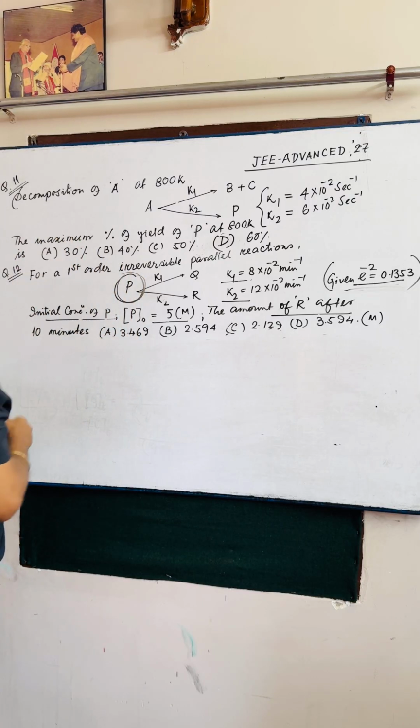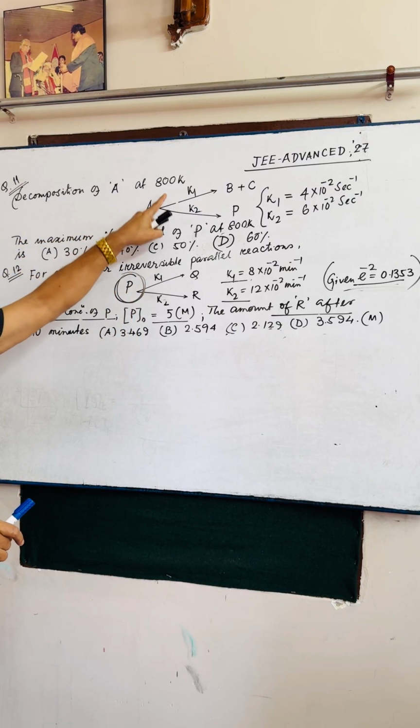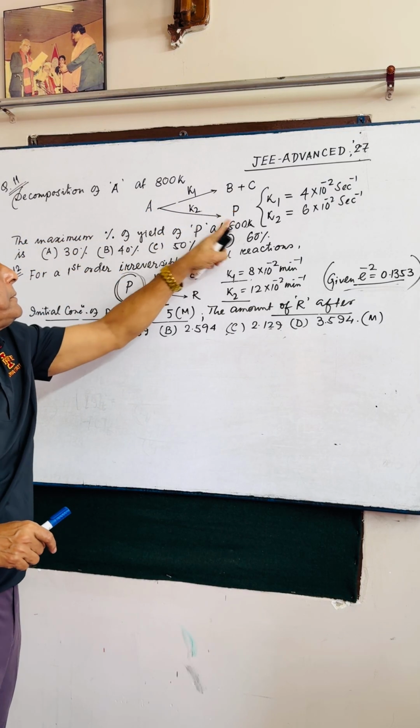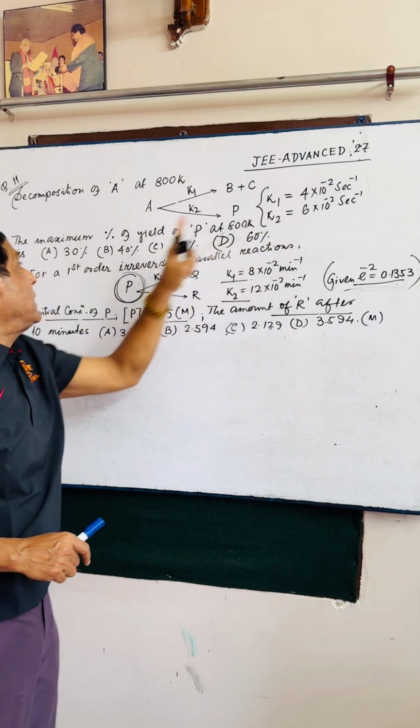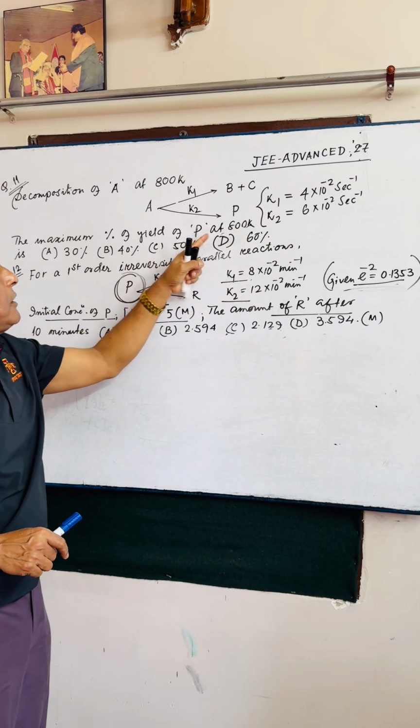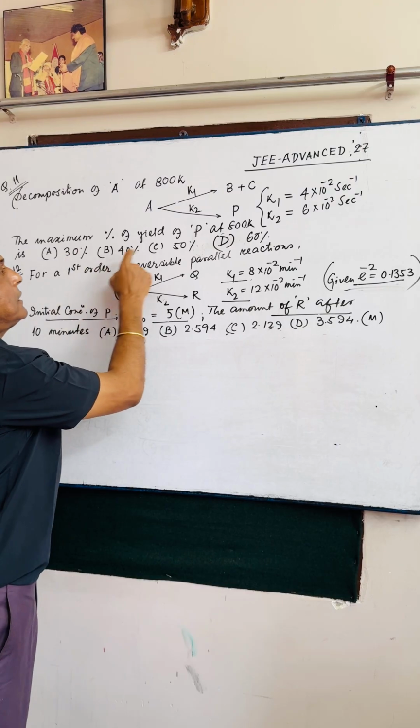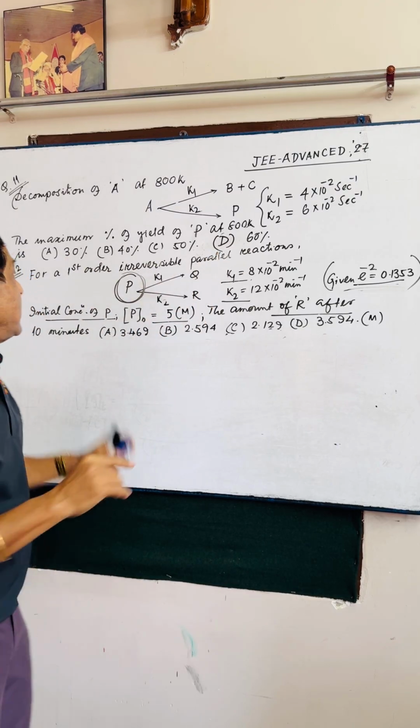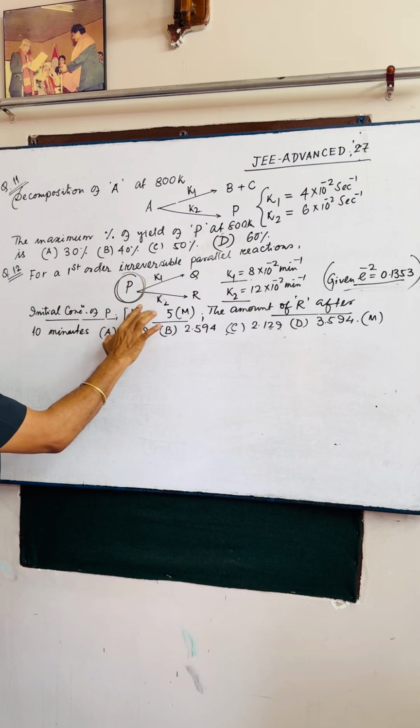Okay. This reaction: decomposition of A at 800 Kelvin, K1, K2 given, forming B plus C, P, a parallel reaction. The maximum percentage of yield of P at 800 Kelvin: 30, 40, 50, 60. You have to put the correct answer. This question is a little bit tricky.